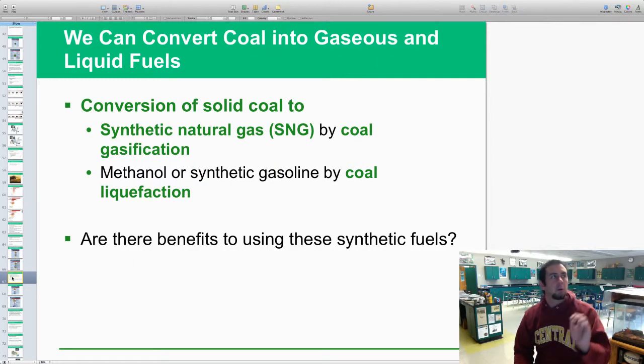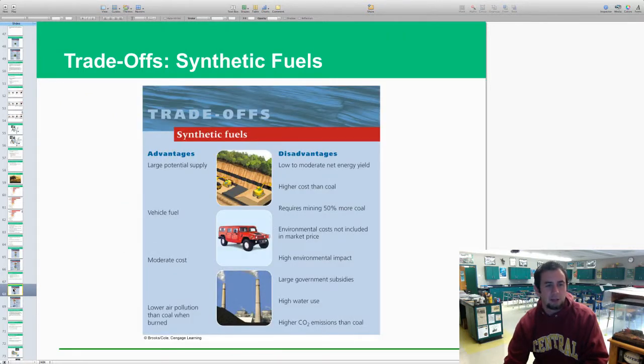We could also convert coal to a gaseous or liquid fuel source by what we call gasification, turning it into a synthetic natural gas from coal, or we can turn it into methanol or synthetic gasoline by coal liquefaction, which could be used as a fuel source for cars. Now the problem with this is when you convert something, we know from the second law of thermodynamics that energy is lost. So it's not going to be as efficient as just burning straight coal. But there are benefits to using those, and let's take a look at them.